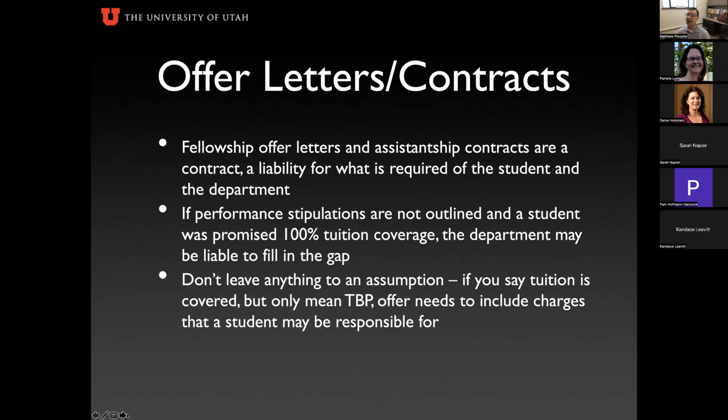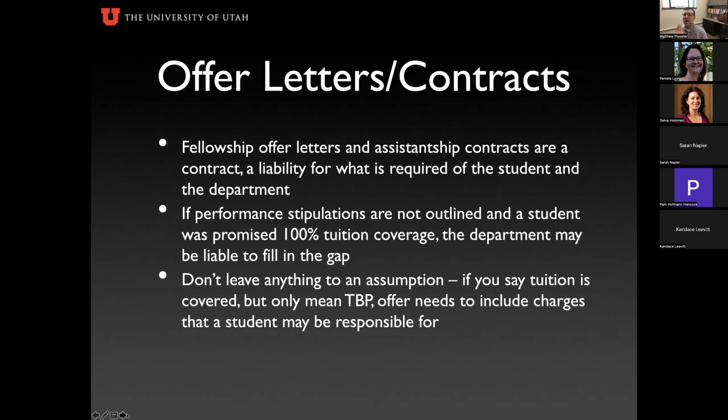They are a contract between that student and the university, and that can create risk and liability for the university depending on what is in that contract or the absence of a contract. So if performance stipulations are not outlined in a contract, so if you do not say, as a TA, you must earn 83.55 in order to maintain 100% benefit, and you quit your job or lose your job in the middle of the semester and you do not meet that 83.55, your tuition benefit may be reduced.